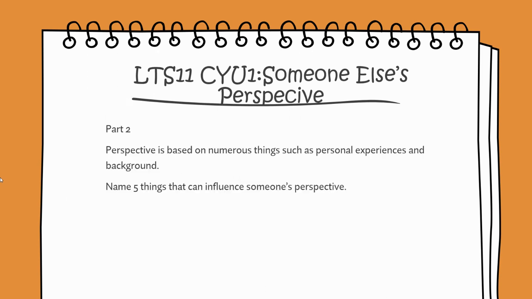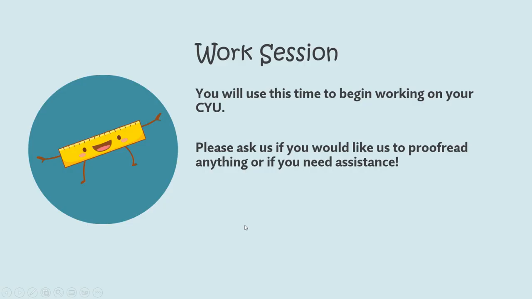Part two is that perspective is based on numerous things such as personal experiences and backgrounds. And I would love for you to come up with 5 things that can influence someone's perspective. So that can be their gender, their race, their education level, their family, where they live, if they work or if they don't work. So I gave you a list in the previous slides, but there are many things you can use those or any other ones that you come up with.